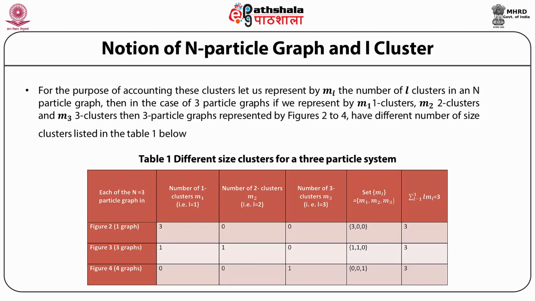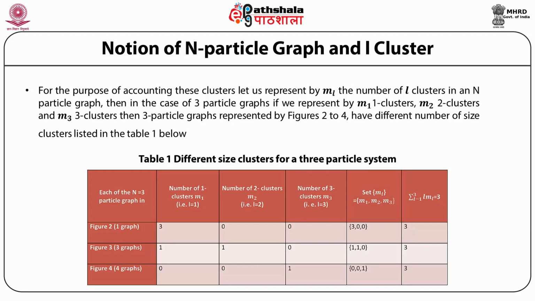For figure 3, 3 graphs, the number of 1 clusters M1 is 1, the number of 2 clusters M2 is 1, the number of 3 clusters M3 is equal to 0, and the set ML is 1, 1, 0, such that the sum over L equal to 1 to 3 of L ML is again equal to 3.